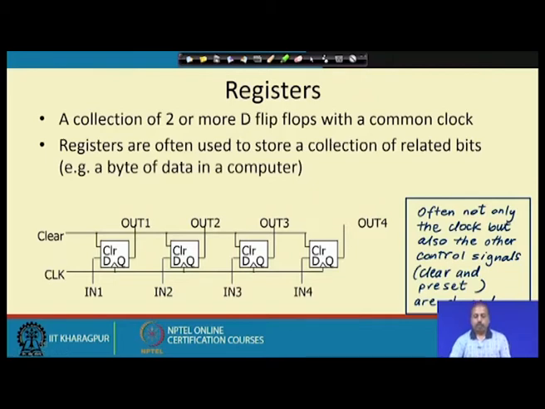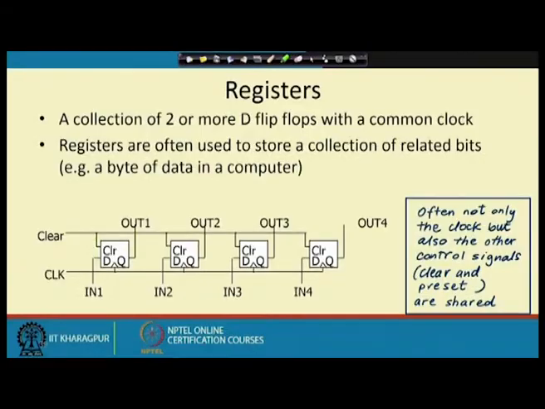Next, we will be looking into another sequential element which is known as a register. So far we have seen flip flops, and in a flip flop you can store only one bit of information. If the clock signal is not given, then a D type flip flop will remember the last value of D given to it. So, that is why it may be considered as a 1 bit register.